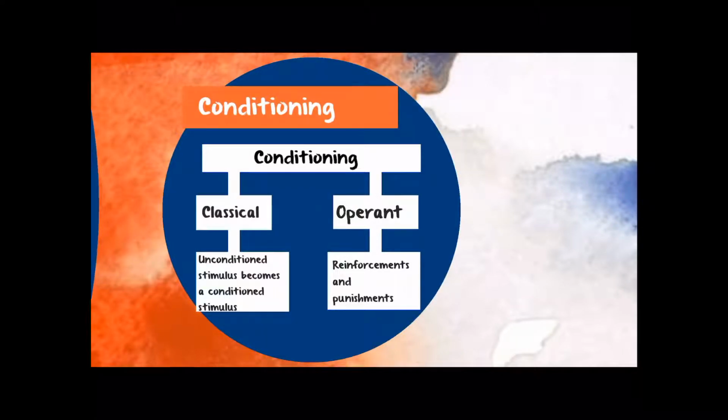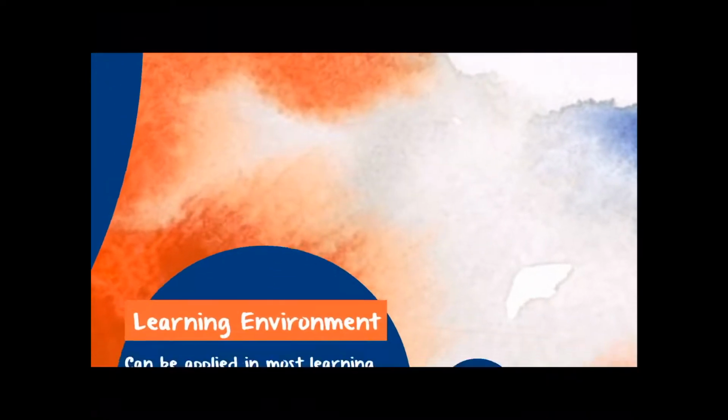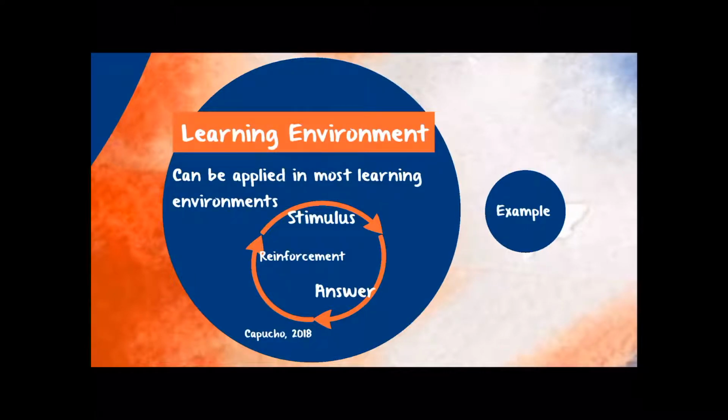Behaviorism focuses on two different types of conditioning, classical conditioning and operant conditioning. Classical conditioning is like what we do in the classroom, where we teach students to associate a stimulus with a reward. A lot of times we might think of stickers or incentives, and kids become conditioned to work for those rewards. Operant conditioning is both reinforcements and punishments, and it can definitely be applied in most learning environments. It's that cycle of stimulus, answer, reinforcement.